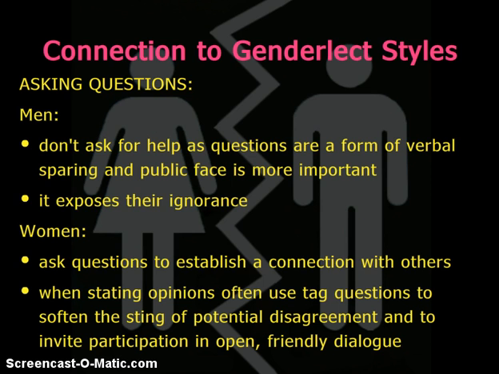With respect to asking questions, Tannen believes that men don't ask for help because questions are a form of verbal sparring and public face is more important, and it also exposes their ignorance. Women tend to ask questions to establish a connection with others, and when stating opinions, they often use what's called a tag question to soften the sting of the potential disagreement and to invite participation in an open, friendly dialogue.